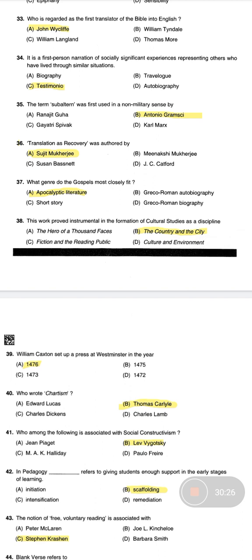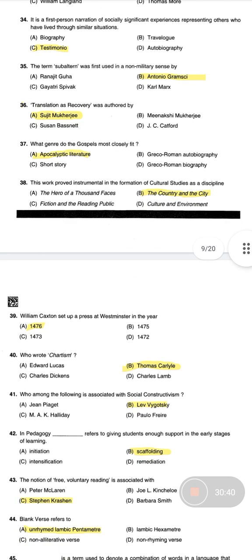What genre do the Gospels most closely fit? So what genre do the Gospels most closely fit? The right answer is apostolic literature. The right answer, you got it.